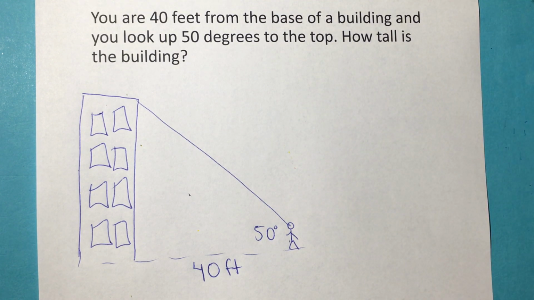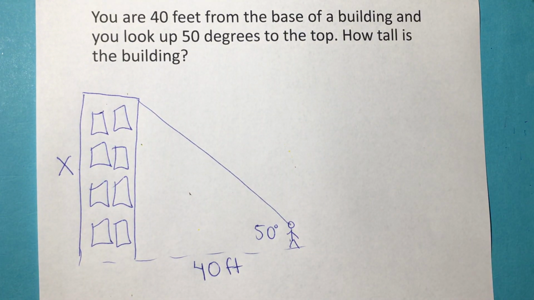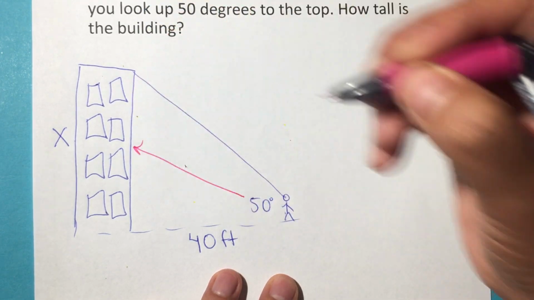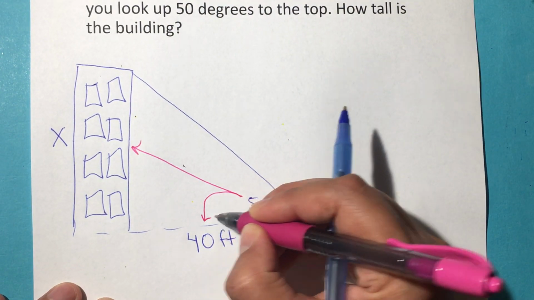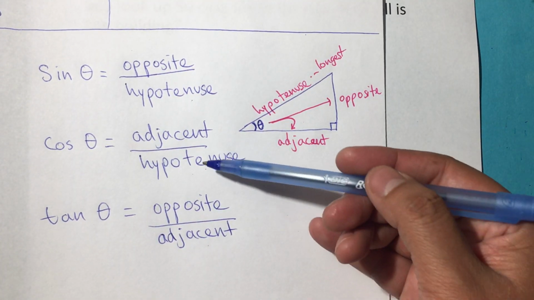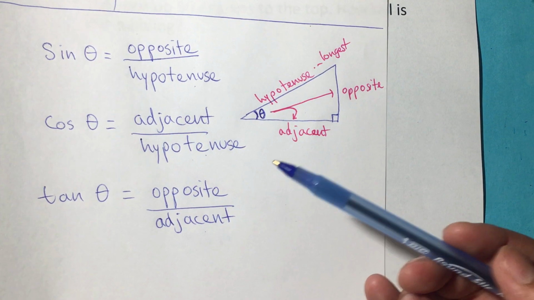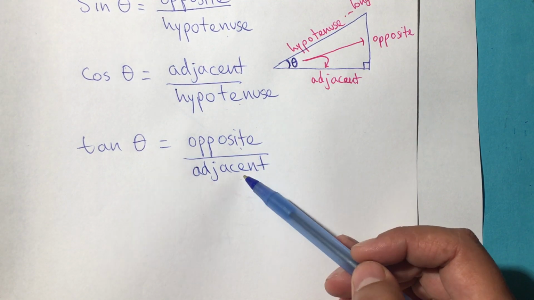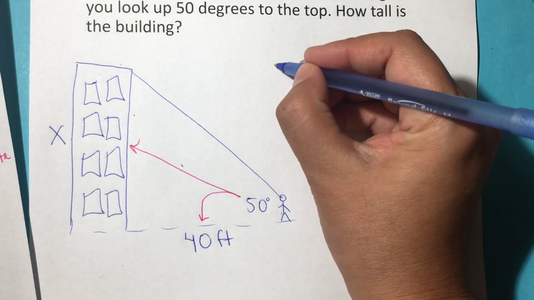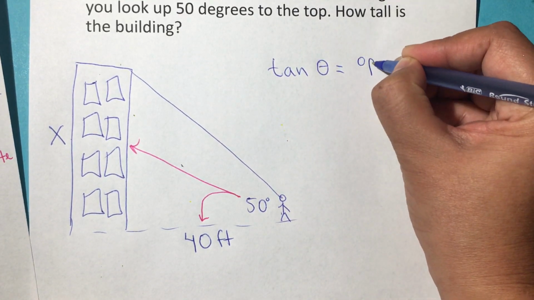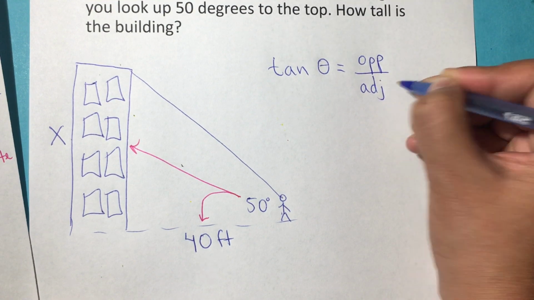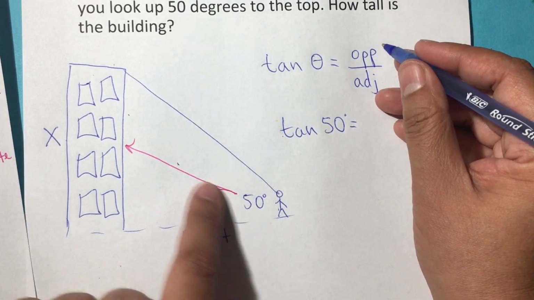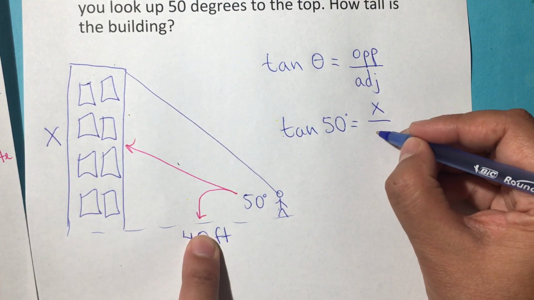Now it's asking how tall is the building. So what do we have here? They're asking for the height of the building, which we'll put as x. That means that we have a variable on the opposite side, and we have adjacent. Nothing on the hypotenuse, so we're not going to use the hypotenuse, so not sine and not cosine. But we're going to use opposite and adjacent. Opposite, adjacent, that's tangent. So tangent of theta equals opposite over adjacent. And theta is 50 degrees. The opposite is x. The adjacent is 40.